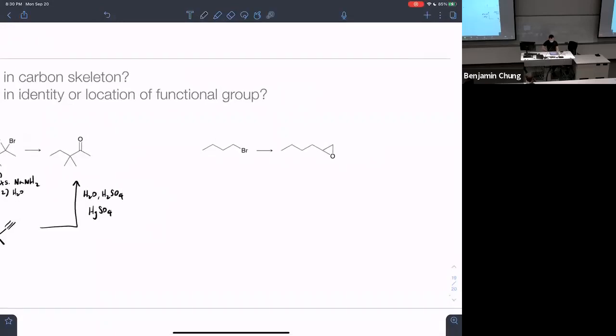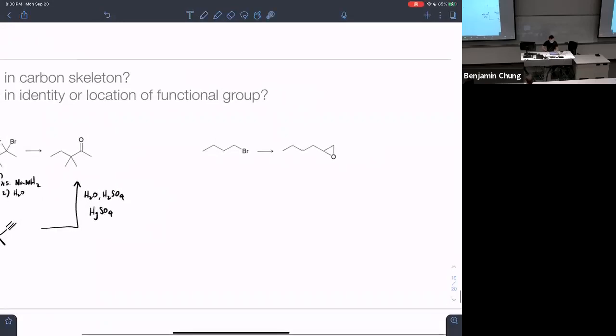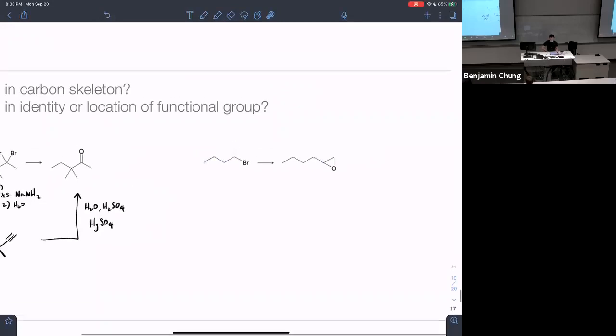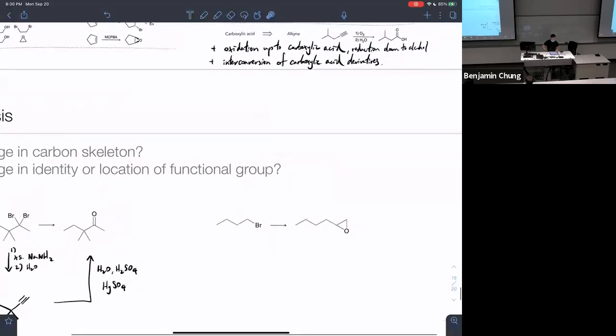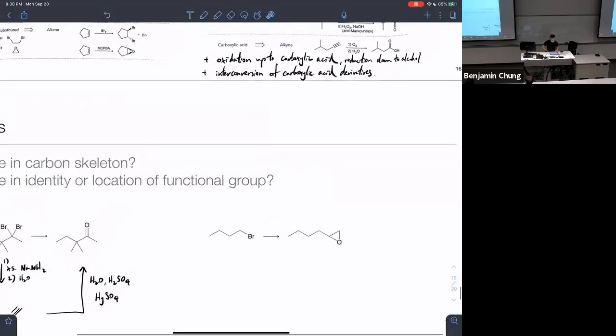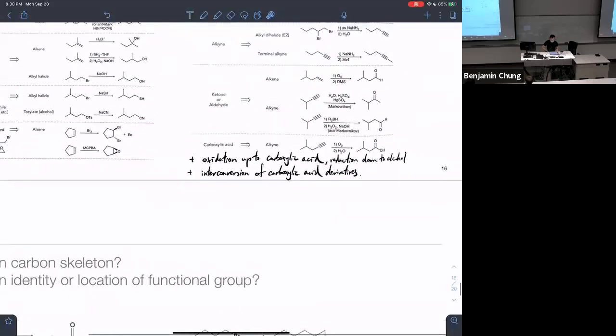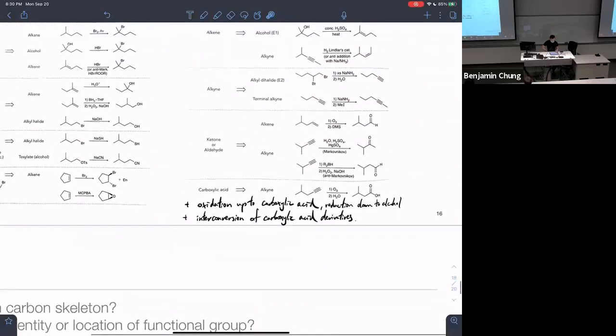I described before that we're somehow adding a 2-carbon fragment to this 4-carbon starting material. So far you only know two carbon-carbon bond forming reactions. The first is the SN2 displacement with cyanide, but cyanide is just one carbon. The other carbon-carbon bond forming reaction that you've learned is here.